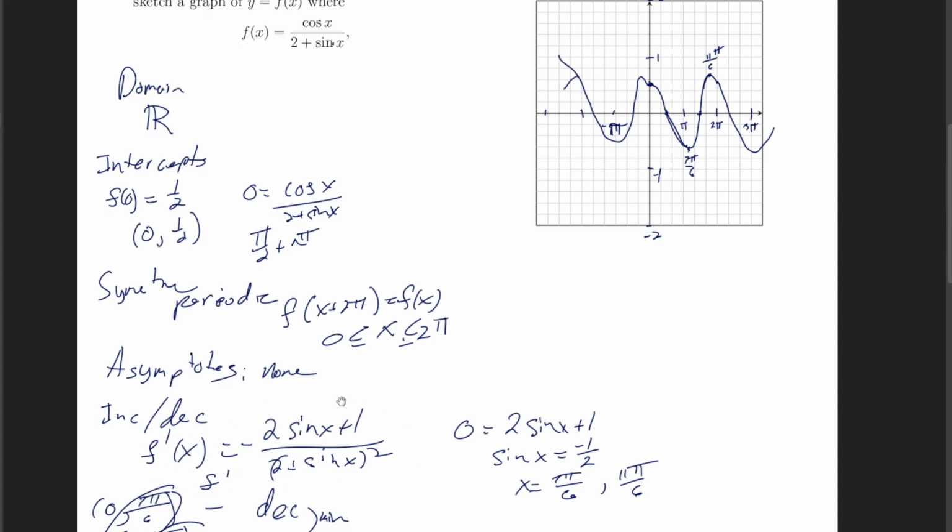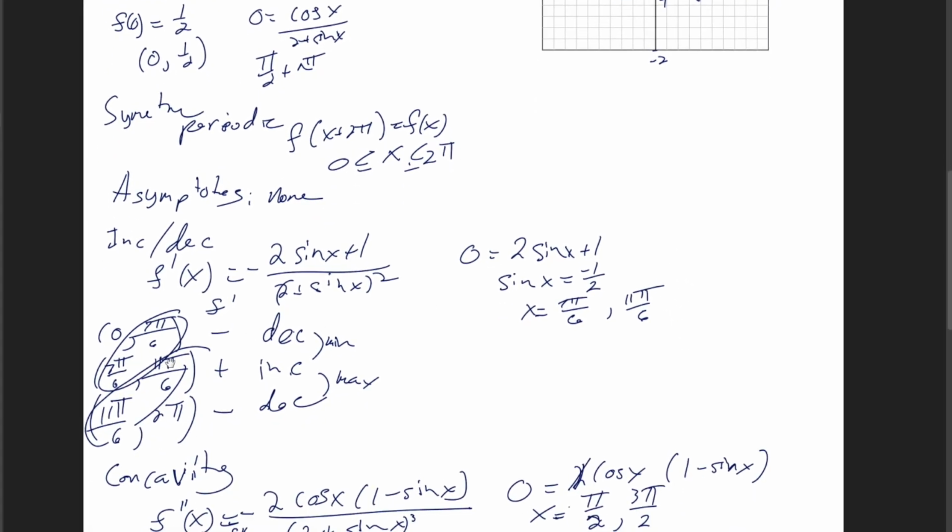Where's it increasing and decreasing? We take a derivative. We set that derivative equal to 0, and that's where just the top part equals 0. We solve for our sine function, right, and we get 7 pi over 6 and 11 pi over 6. Within our domain, we're going to go from 0 to our first critical point, and then to our next critical point, and then from that one to the end of our domain. If it switches from decreasing to increasing, that's a minimum. If it goes from increasing to decreasing, that's a maximum.